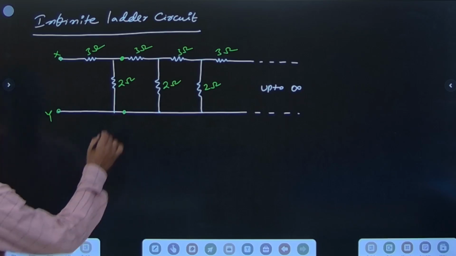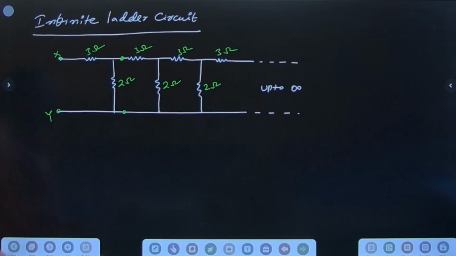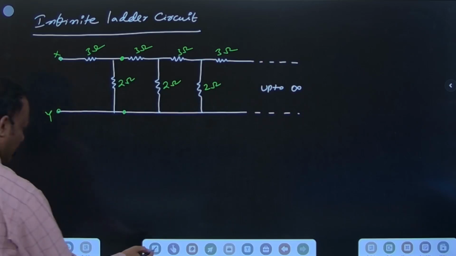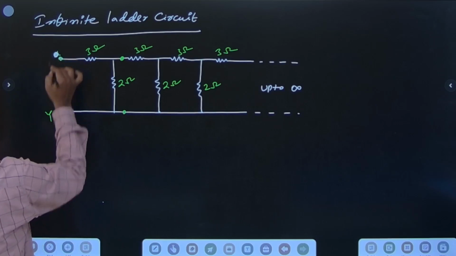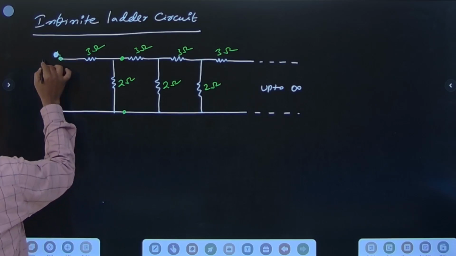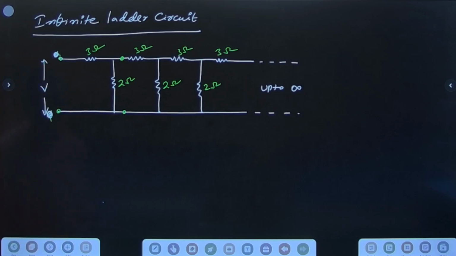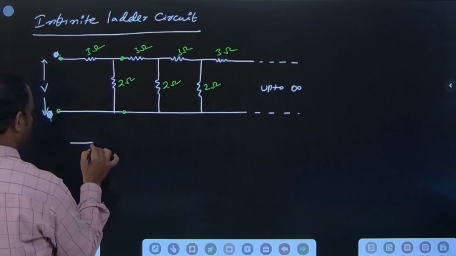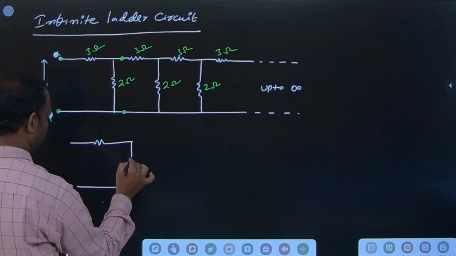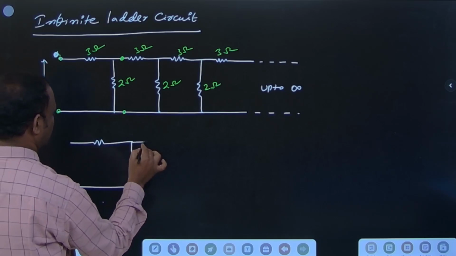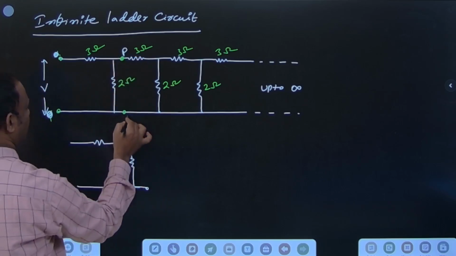You can locate 2 points on this. What is the equivalent resistance of the total? Let it be X. The equivalent resistance of the total is X. Here we have 2 terminals whose potential difference is V. Now we take the 2 points, P and Q.